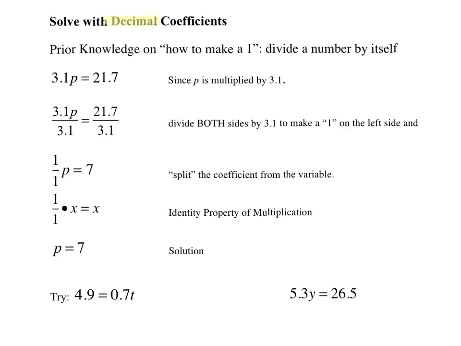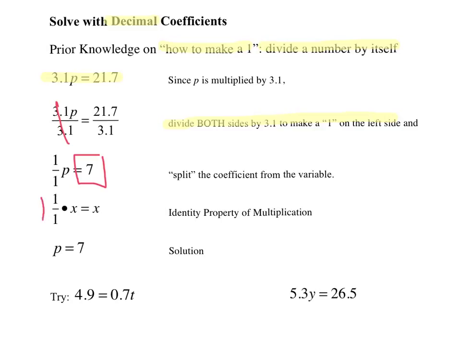We will also know how to make a 1 with a decimal. To make a 1 with a decimal, we divide a number by itself. So our example is 3.1p equals 21.7. And we divide both sides by 3.1 to make a 1 on the left side. And we divide 3.1 into 21.7 to get an answer of 7.